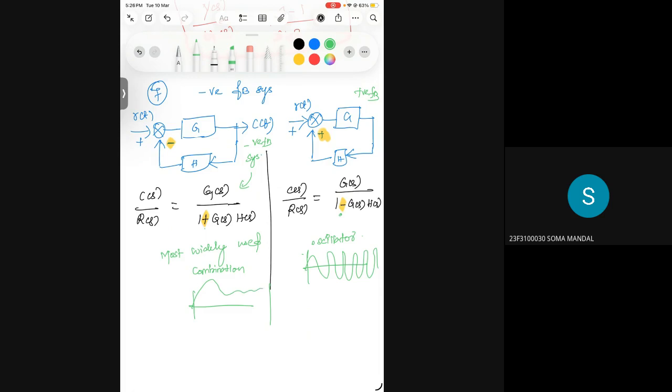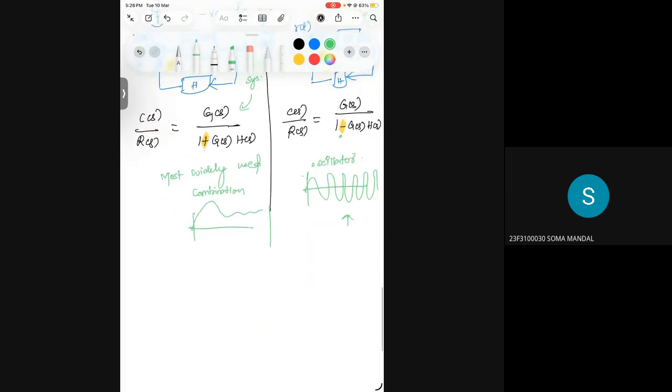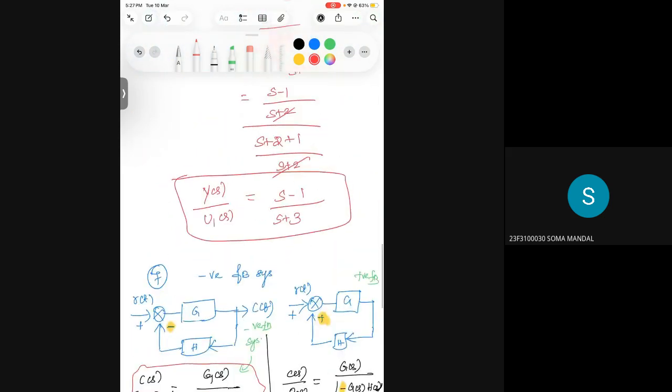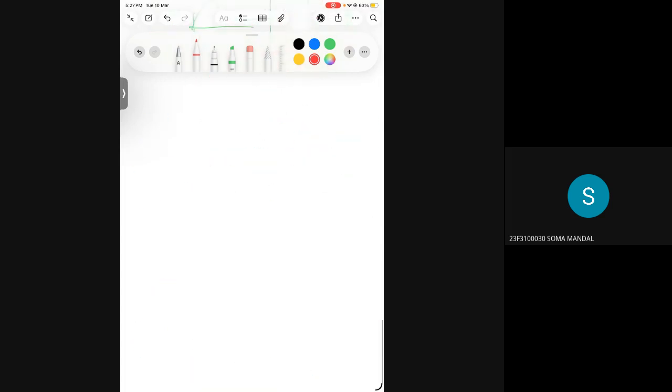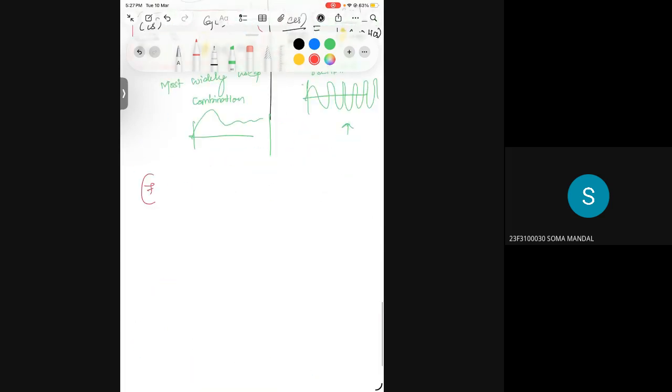So this is a more interesting thing to design a control for than this system, right? There is nothing we can do about this. So we mostly use the negative feedback system in our course. The transfer function you are going to use is this, G of s by 1 plus G of s into H of s. That's why I have used this. I hope this is clear.